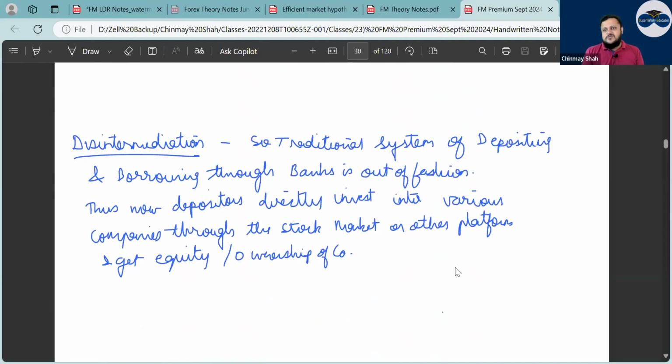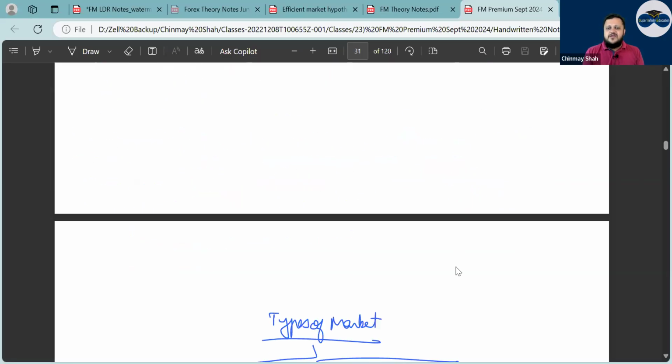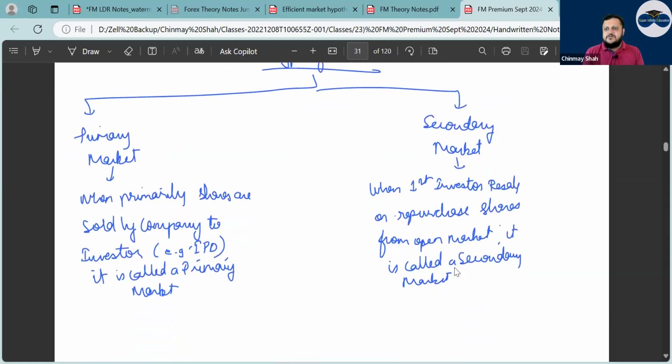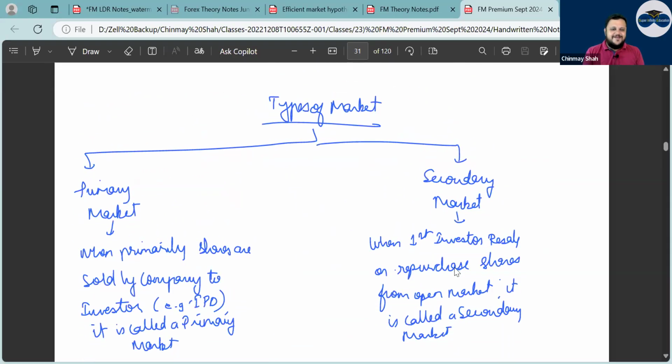Disintermediation. That means you remove the bank, correct? So the traditional system of depositing and borrowing through a bank is out of fashion. Now depositors directly invest into various companies through the stock market. Right now, we all do what? Investing in the stock market. Right now, not a very good thing, correct? But if you are going to start your investment journey, maybe the correction or the dip is the way to start, correct?